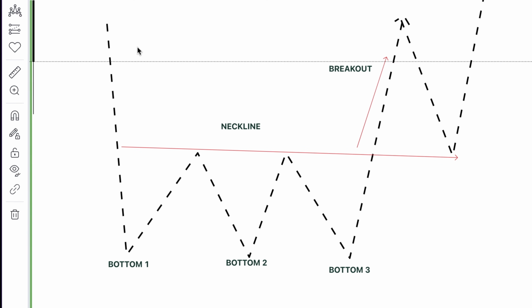The profit taking method on the triple bottom reversal pattern is just the same one that I have taught on double tops and double bottom. So if you are yet to watch that video, I would advise that you go and watch it and learn how to take profit on the triple bottom reversal pattern.